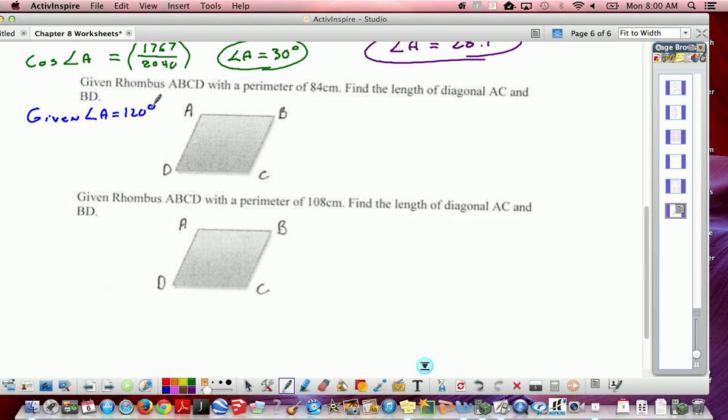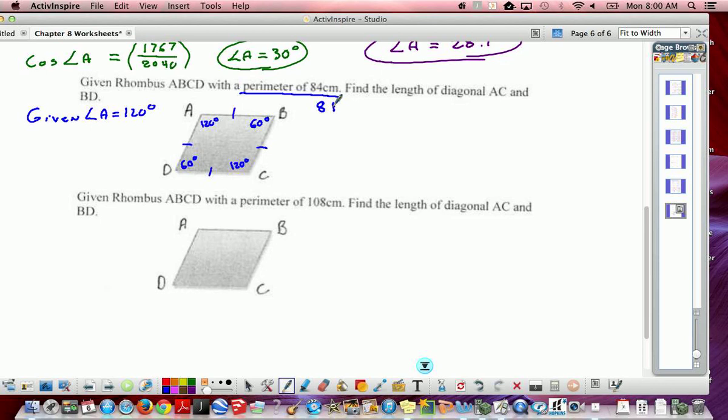So if I want to find those two, if I know that this is 120 degrees, in a rhombus, opposite angles are congruent, and not only that, but adjacent angles are supplementary. So these two angles, 120 and 60, have to add up to 180 degrees, hence why I get those values. So now I know that the perimeter of the rhombus is 84. In a rhombus, all the sides are equal.